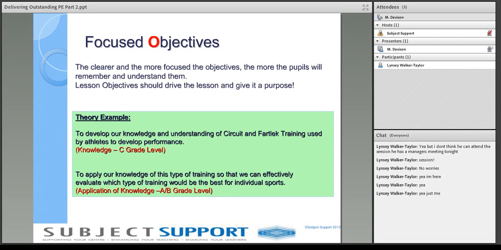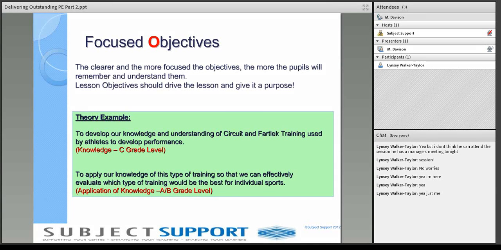Obviously, we want to increase it higher. So the second key points are to apply their knowledge to this type of training. So ultimately, the application of knowledge is going to give them the higher grade. And I use these at the start of every theory lesson, whether it be A-level, GCSE, BTEC or whatever. But also on each PowerPoint, each worksheet, each question, I make sure that objective is also evident, so that at any point in the lesson, each pupil knows exactly what level they're working at, why they're doing it, and what purpose it's got.